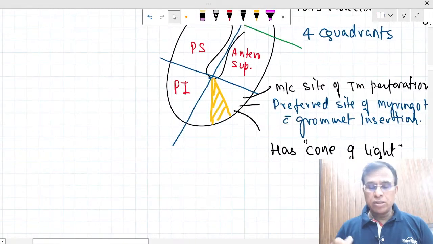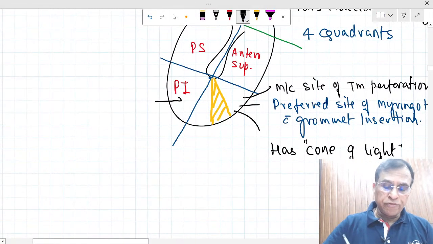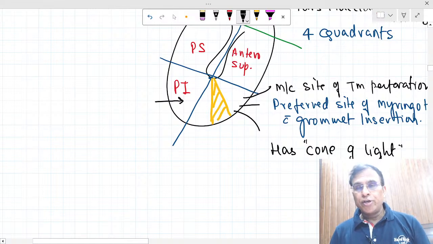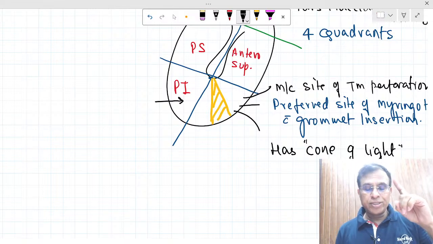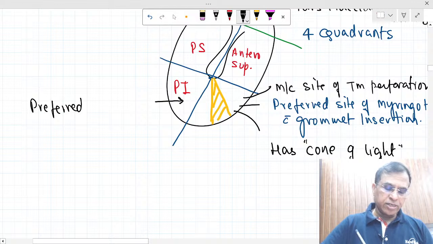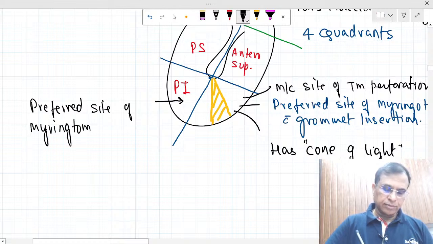Now coming to the posteroinferior quadrant, you have to know just 1 point. What is that 1 point you have to know? This is the preferred site of one surgery. Preferred site of which surgery? Of myringotomy without grommet.